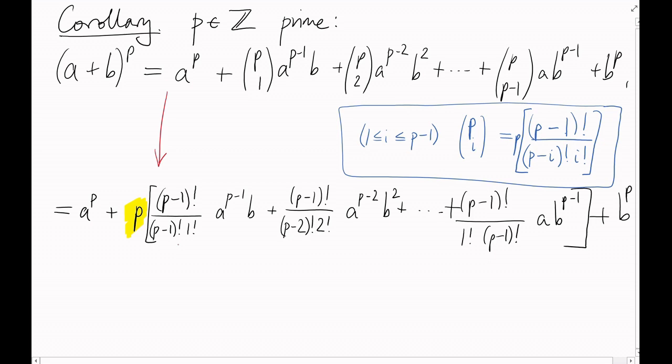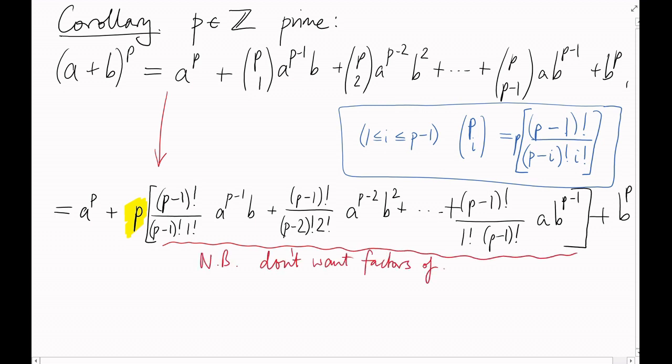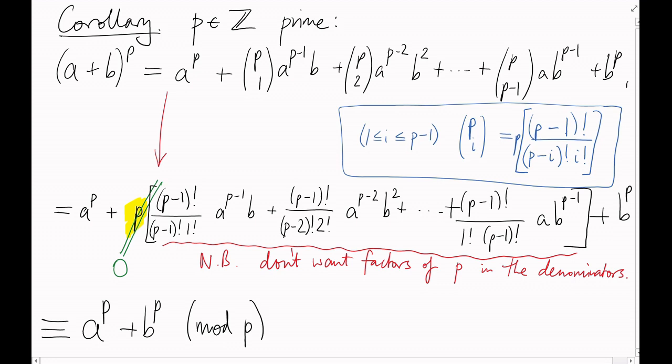I want to take this whole expression modulo p, so when I write this out as a fraction, I don't want any factors of p in the denominators. And as long as that's the case, it makes sense to reduce this whole expression modulo p. When I do that, this factor of p here becomes 0, so all of these middle terms become 0. So, for any rational prime p, (a plus b) to the p is just equal to a to the p plus b to the p mod p, as long as the denominators of a and b don't affect that factor of p.